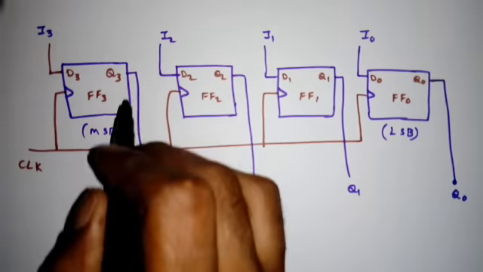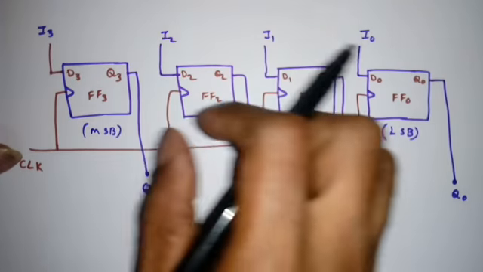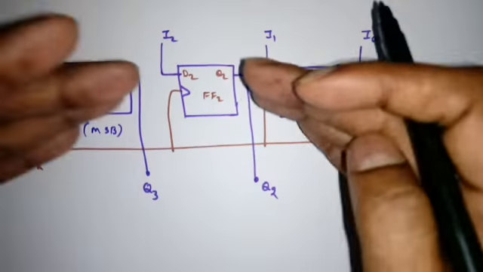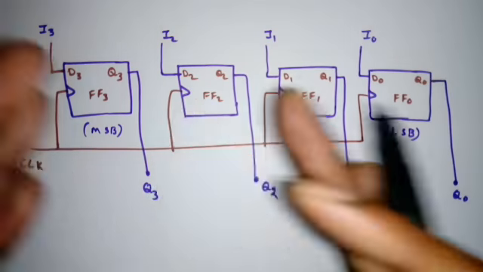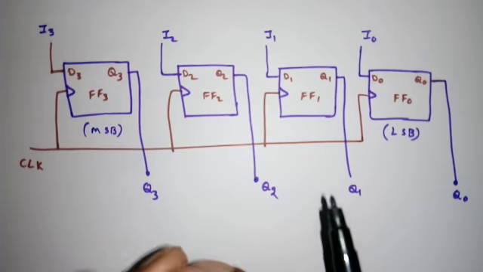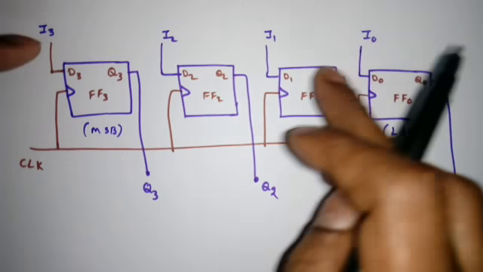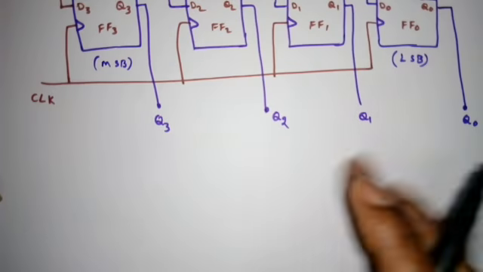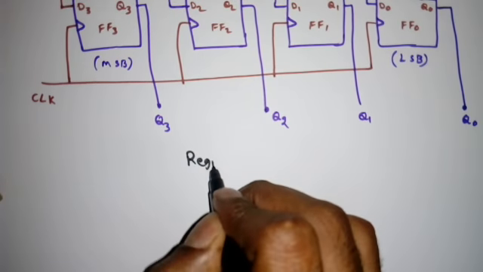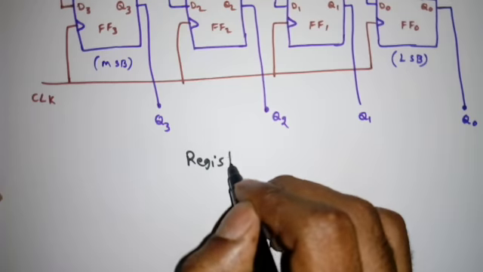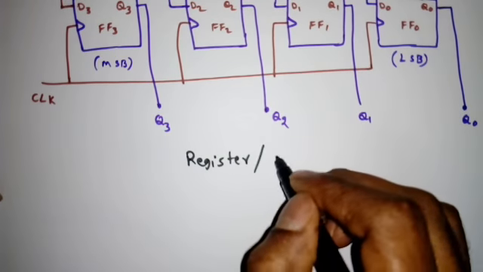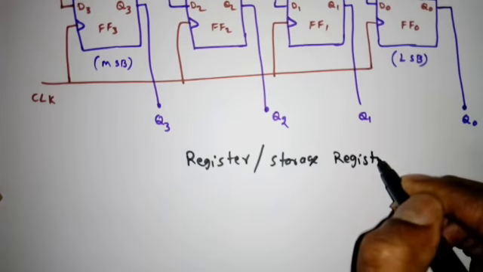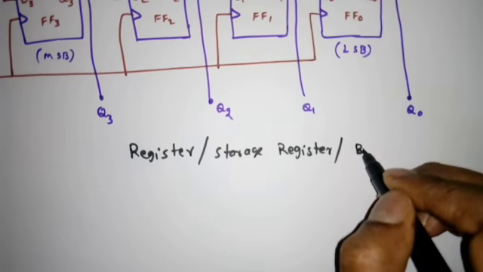Now the data is available at all the flip-flops at a time. The moment we apply the clock, that will be transferred to the output, and then we can take it any time we want. So it's very simple. Actually there is no shifting operation, yes or no? The moment we apply the input, that will be transferred to the output for one clock. So it is nothing but a normal register, yes or no? There is no shifting actually. So this is called a normal register, or we can say storage register, or we can say buffer register.